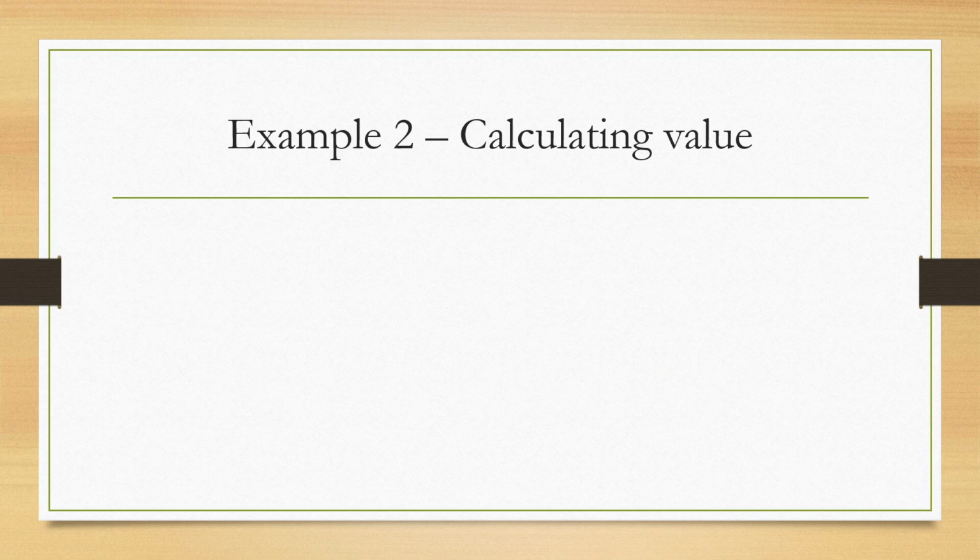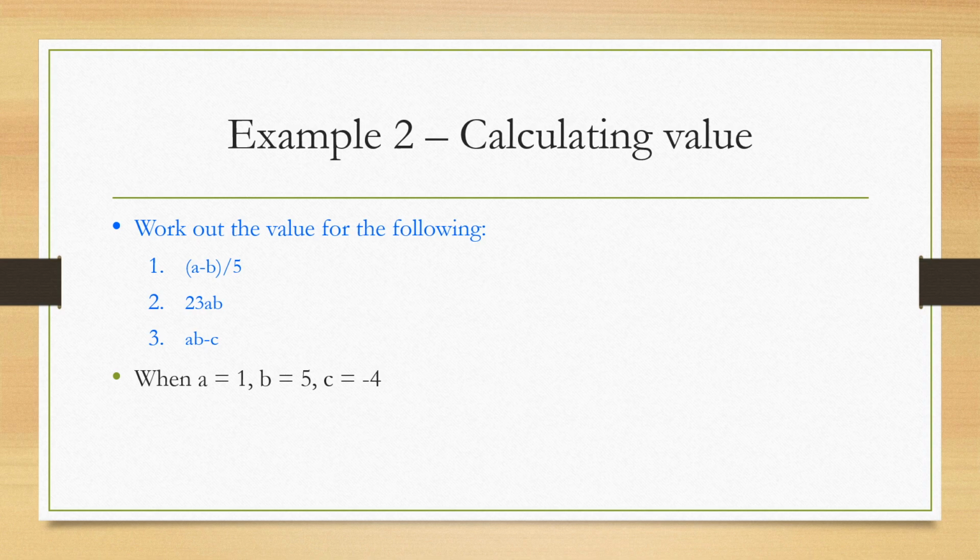So example 2, what we're going to do is calculate some values. In here, I have written some questions. The first question is, what is a minus b, divided by 5? What is 23ab? What is ab minus c? I have given the initial conditions where a equals 1, b equals 5, c equals minus 4. So you can pause the video and have a go yourself at substituting these values.